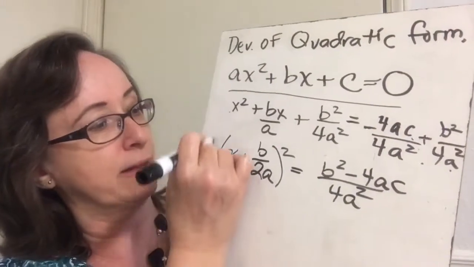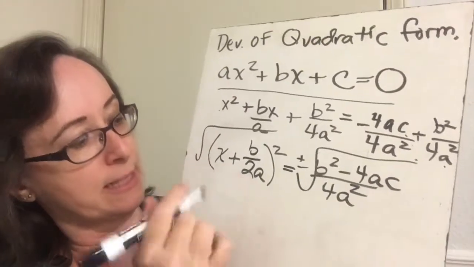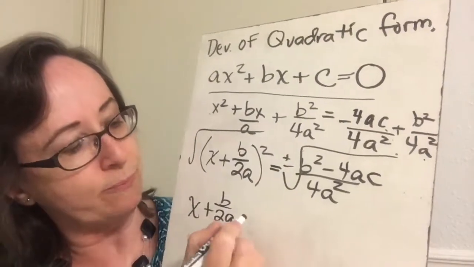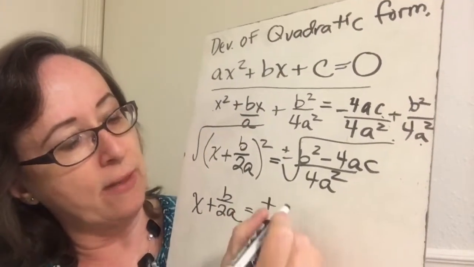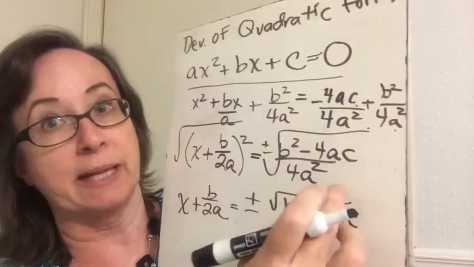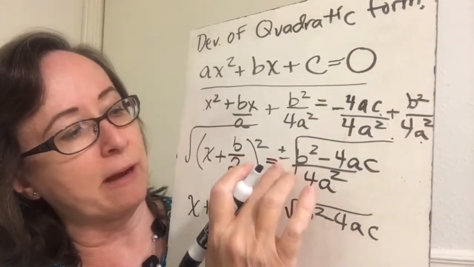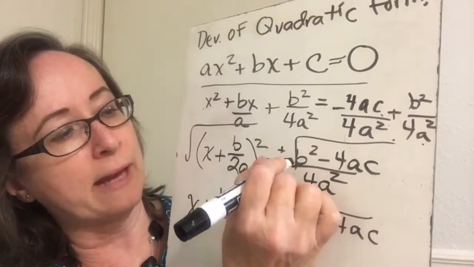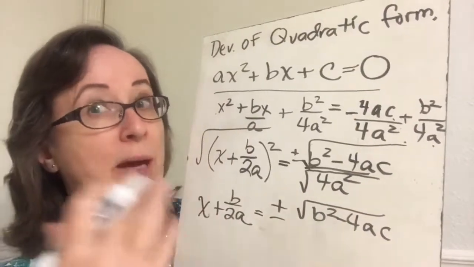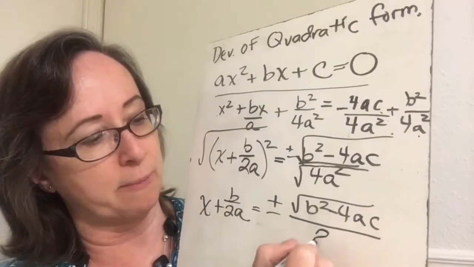So now I've got something squared equals something else, so I'm going to take the square root of both sides. When I take the square root of the left and the square root of the right, I'm not going to forget my plus and minus. This one comes out and is x plus b over twice a equals plus or minus the square root of b squared minus 4ac. Now I'm going to split this big square root into two parts, because if I write the radical on the top and the radical on the bottom, then the radical in the denominator is going to come out of the radical, because 4a squared are perfect squares. So it'll come out as a 2a.